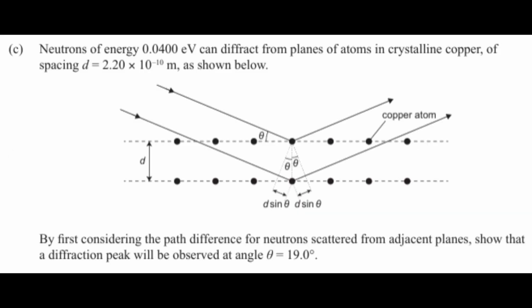Question 1c. Neutrons of energy 0.0400 electron volts can diffract from planes of atoms in crystalline copper of spacing d equals 2.20 times 10 to the negative 10 meters, as shown below. By first considering the path difference for neutrons scattered from adjacent planes, show that a diffraction peak will be observed at angle theta equals 19.0 degrees.